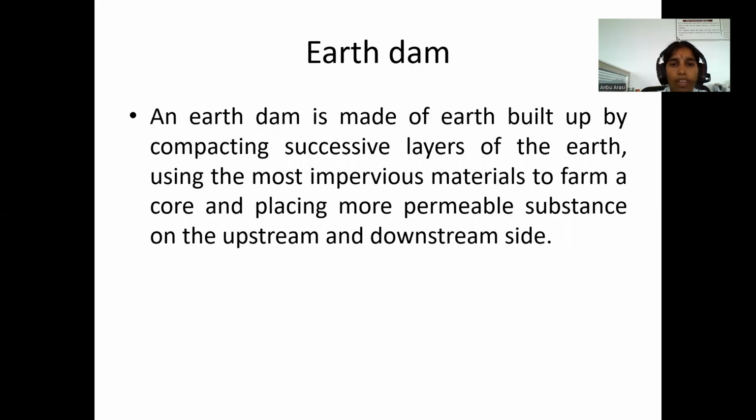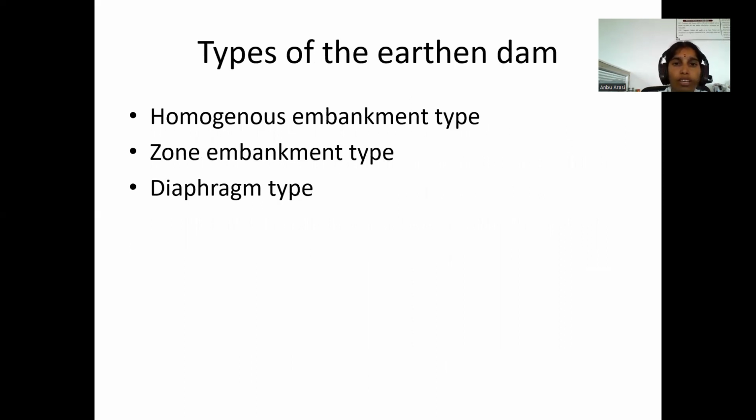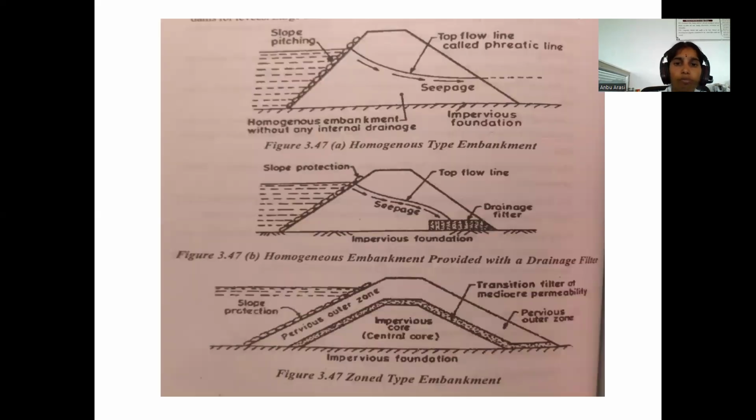Next, earth dam. An earth dam is made up of earth built up by compacting successive layers of the earth using the most impervious materials to form a core and placing more permeable substance on the upstream and downstream side. Types of the earthen dam: homogeneous embankment type, zoned embankment type, diaphragm type. These are all the three types.